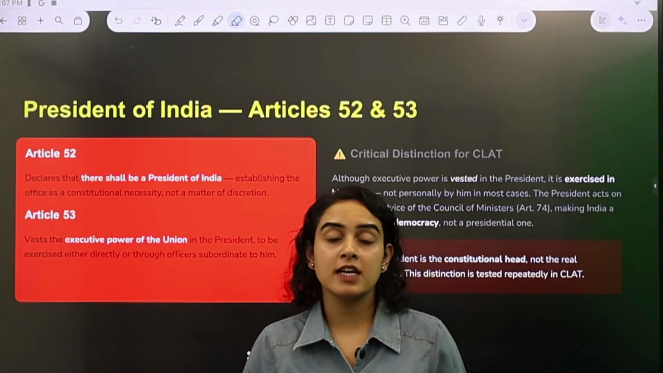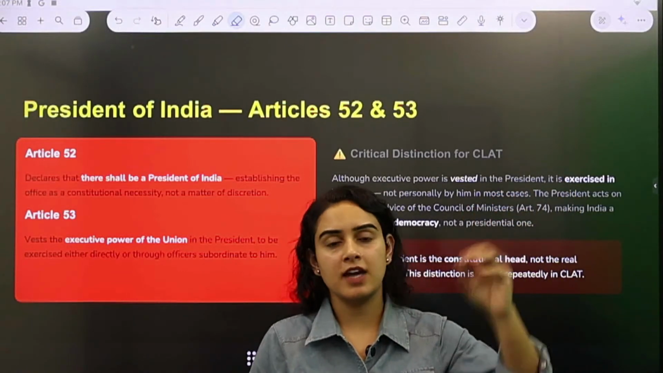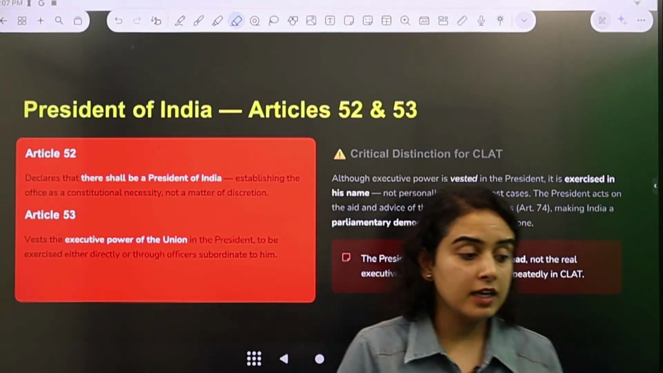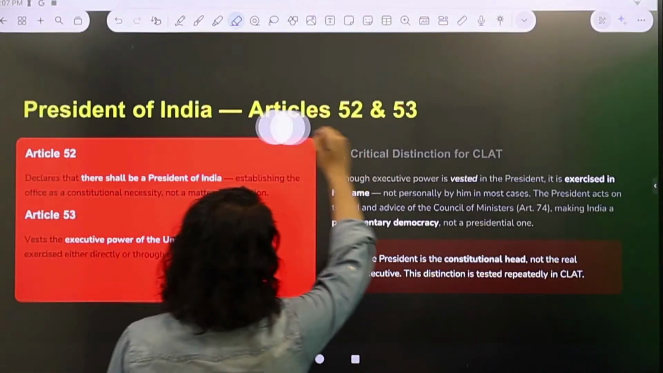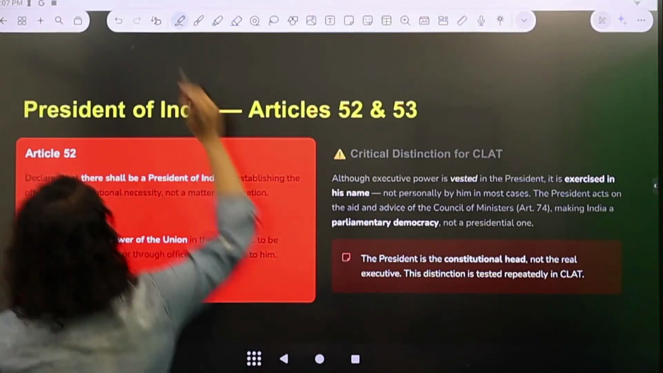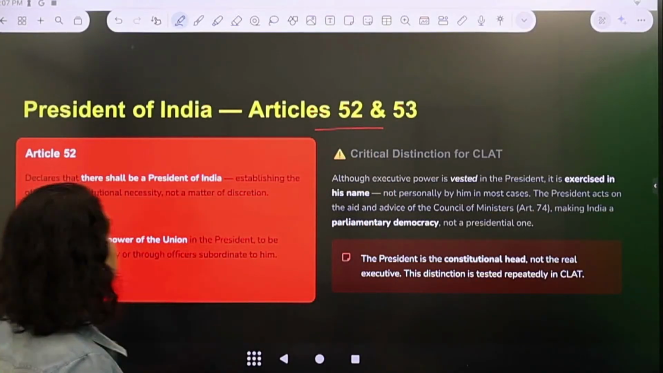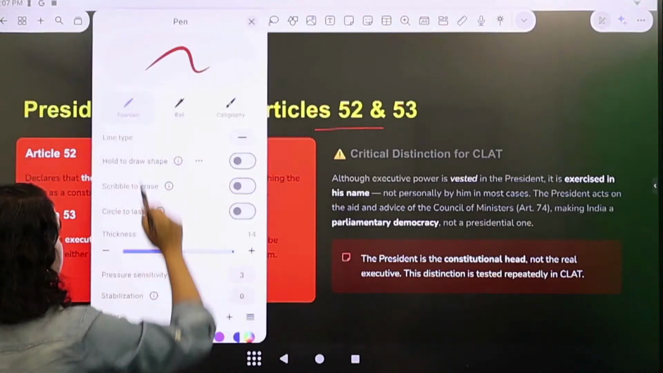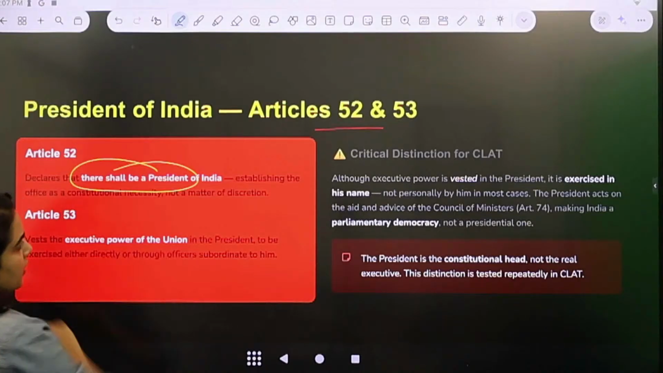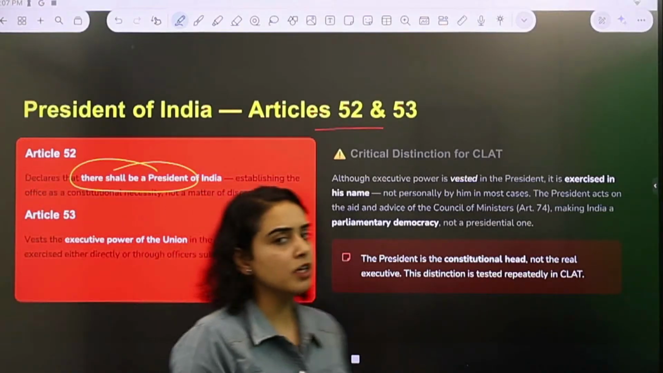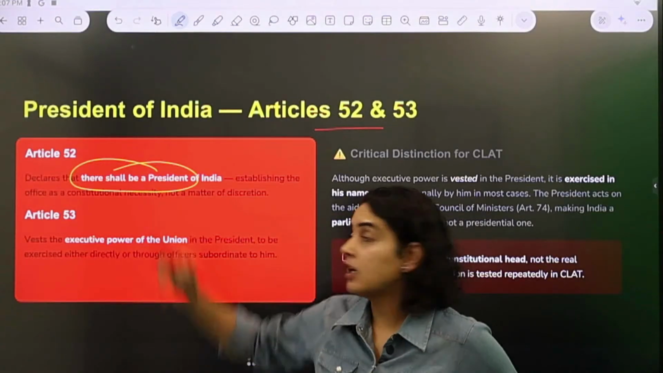Now, in union executive, at the top, the most important, highest constitutional body that we have is the President of India, and the provisions around the President of India in the Constitution have been given under Article 52 and Article 53. Article 52 says something really simple and really important. It says that there shall be a president of India. That means there has to be a president of India for sure. It is a constitutional mandate given to us under Article 52.